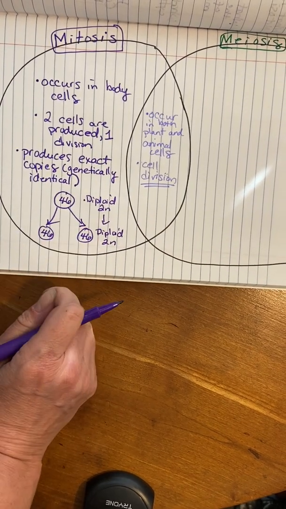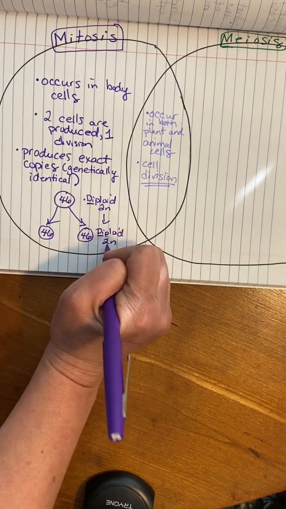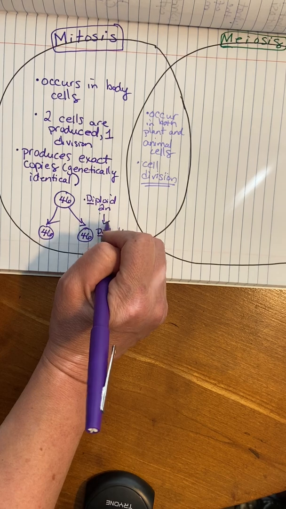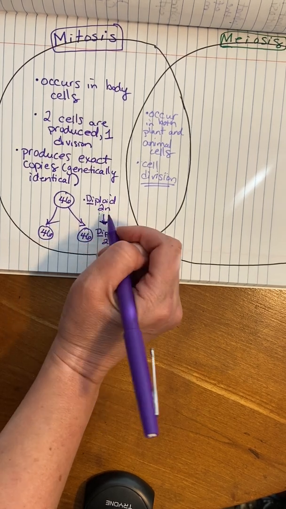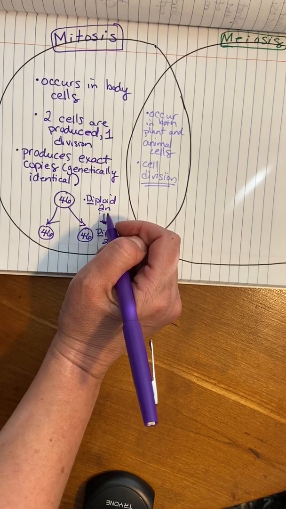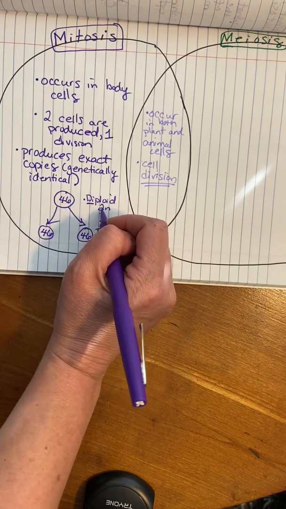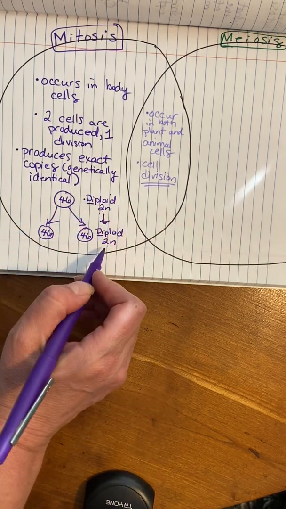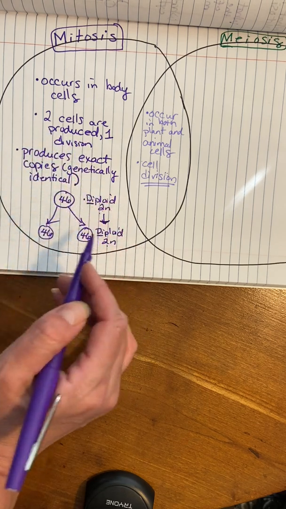This is a little higher level. You'll learn more about this in high school, but I wanted to let you know because it reminds me of algebra, which I know y'all are learning. 2N, so this N means whatever number of chromosomes that particular organism has. For us, we have 23 pairs or 46 total, so 2 times 23. Diploid to diploid, same to same, 2 cells, 1 division, okay?